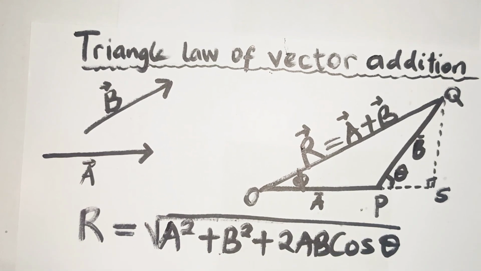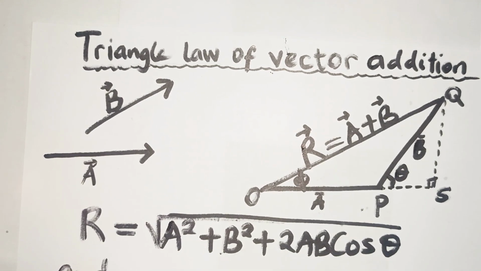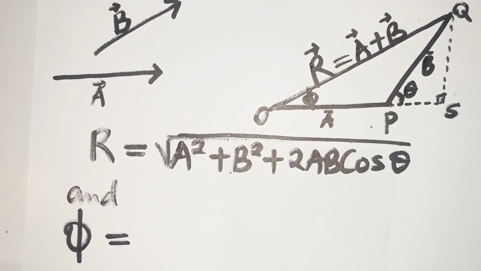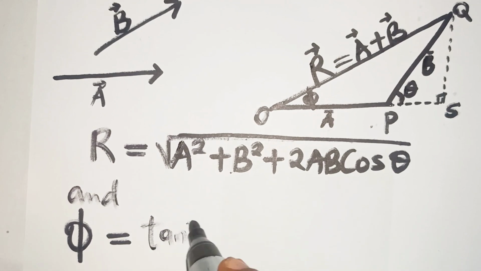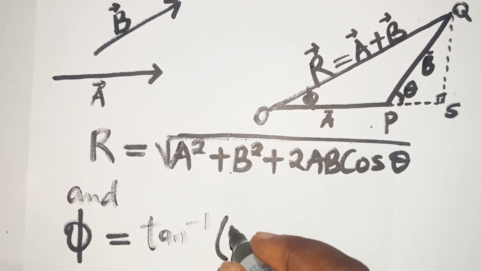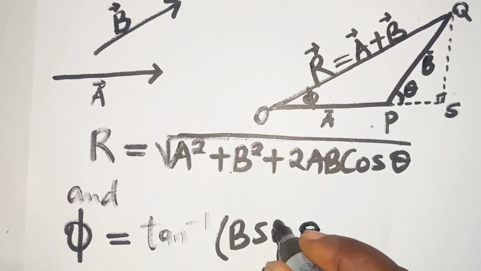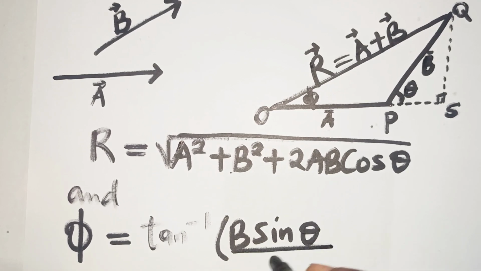Then we also obtained phi equal to arctan or tan inverse of B sin theta divided by A plus B cos theta.